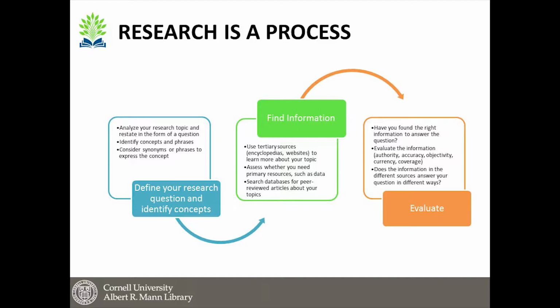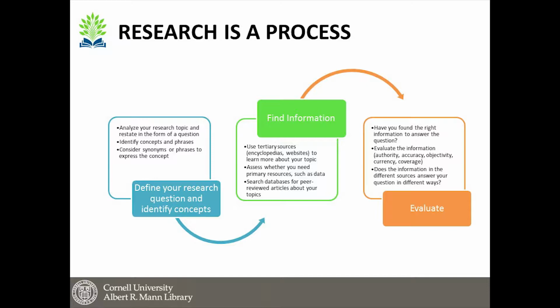There are 3 basic steps in this process. First is to define your research question and identify concepts. You'll need to analyze your research topic and restate it in the form of a question. Identify concepts and phrases, and consider synonyms or phrases to express the concept. Secondly, you will need to actually find the information using tertiary resources such as encyclopedias or websites to learn more about your topic. Assess whether you need a primary resource such as data. Search databases for peer-reviewed articles about your topic.